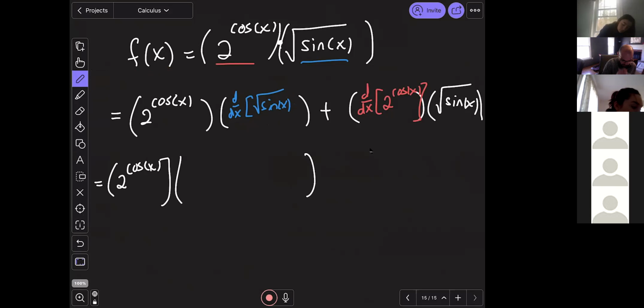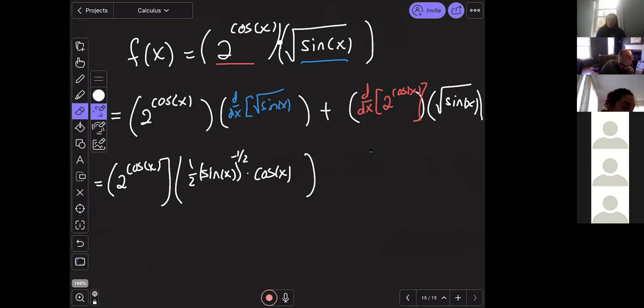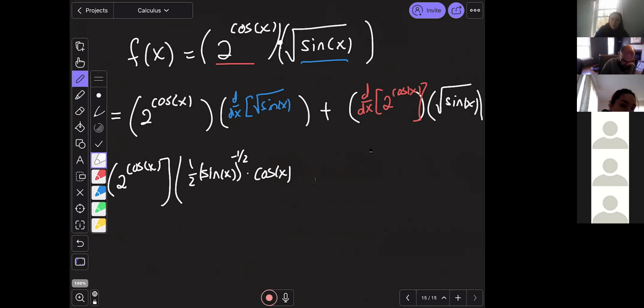So I take the square root and we can write it as the 1/2 power. So using our power rule, we're going to get 1/2 sine x to the negative 1/2, right? And this is our f prime of g of x. And then I'm going to multiply by the derivative of sine, which is cosine. Okay. So this is my derivative of square root of sine x that goes into this spot.